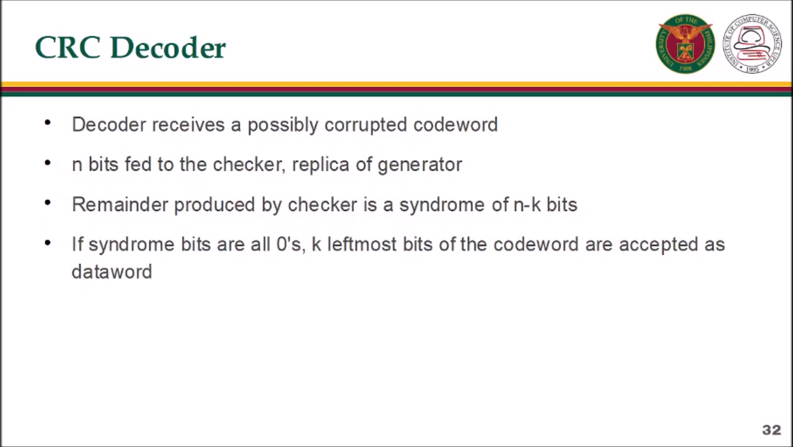Let's take a look at the CRC decoder. The decoder receives a possibly corrupted code word. The n bits are fed to the checker, which is a replica of the generator. The remainder produced by the checker is a syndrome of n minus k bits. If the syndrome bits are all zeros, the k leftmost bits of the code word are accepted as the data word.